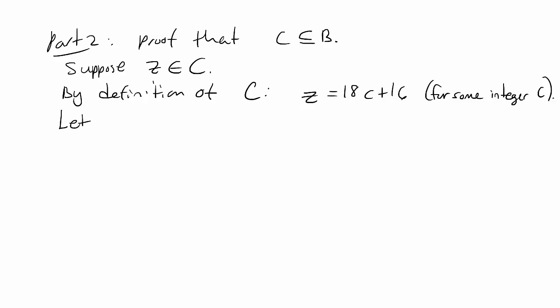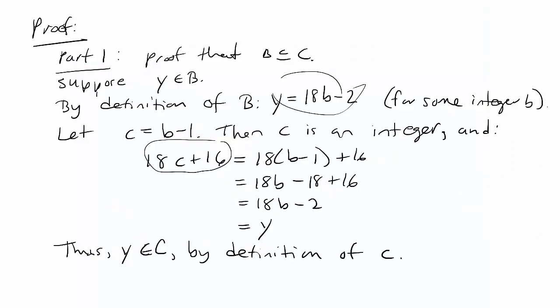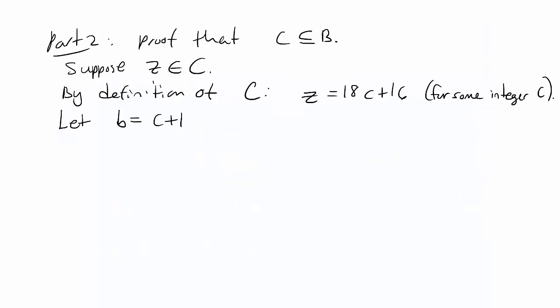And we're going to let b now be equal to something. Let's go back to our scratch work. Just going to solve this here for the b. So I'm using my same scratch work basically. So b is going to be c plus 1. So let b be equal to c plus 1. Then b is an integer, right? Because it's the sum of integers.